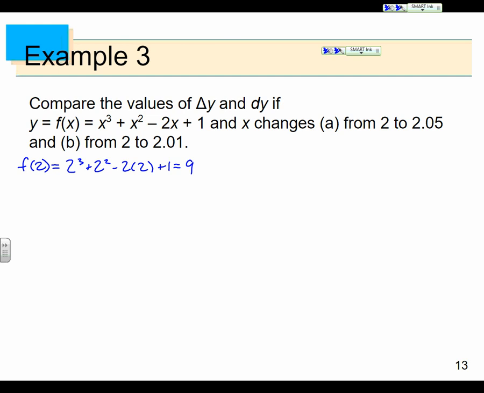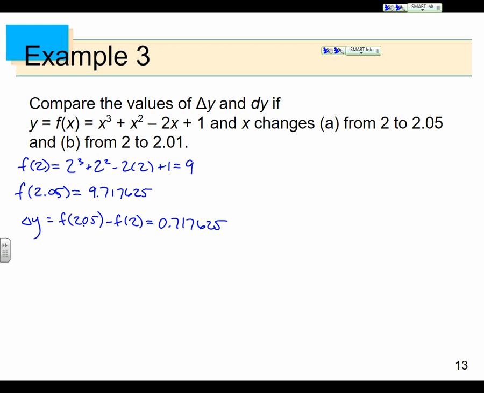And I'm going to eventually need an f of 2.05. It's going to help me get my delta y here. And so if I plugged in 2.05 for all those x's, I got 9.717625. So to calculate what my delta y is going to be, it's just 9.717625, what I got for f of 2.05, subtracted off f of 2, and that gives me just that decimal, 0.717625.